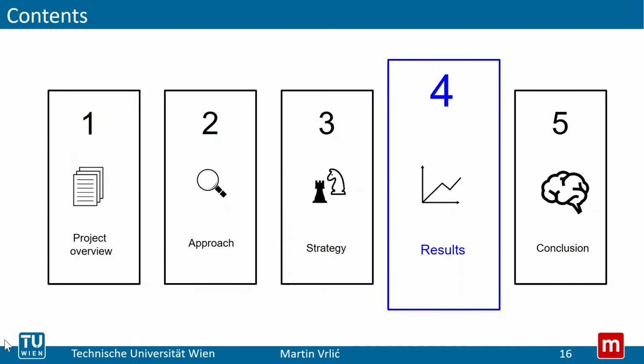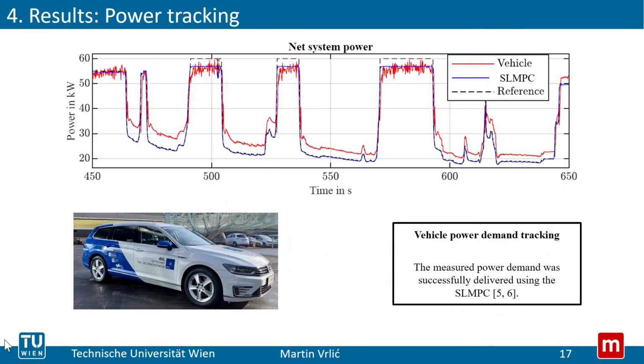Let's see now some results from this research. On the bottom left, you can see the vehicle from which the data has been acquired. In this plot, you can see that the measured power demand was successfully delivered using our successively linearized model predictive controller. You can see that our controller in the simulation environment behaves similarly to the vehicle itself. So the power demand has been successfully delivered.